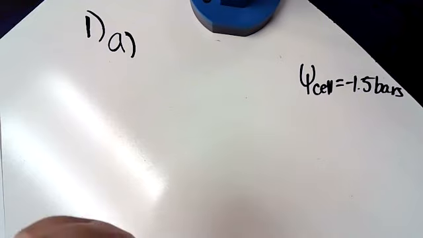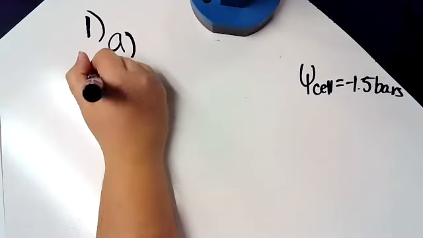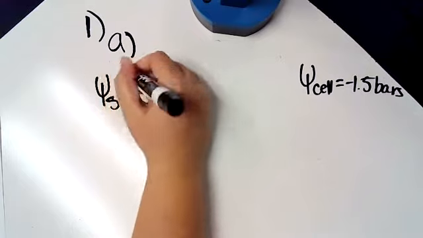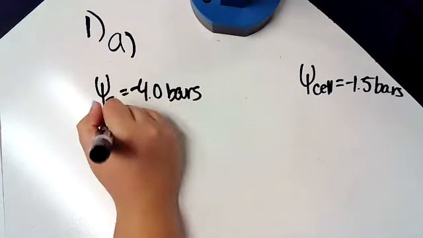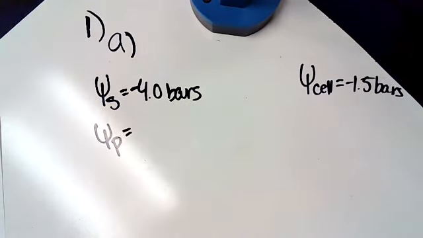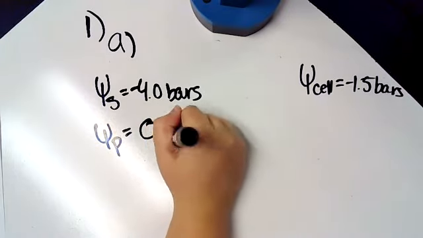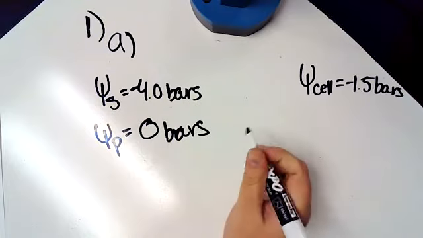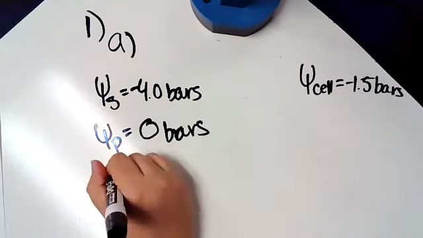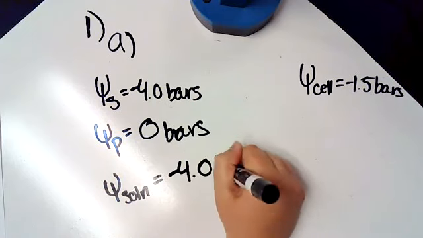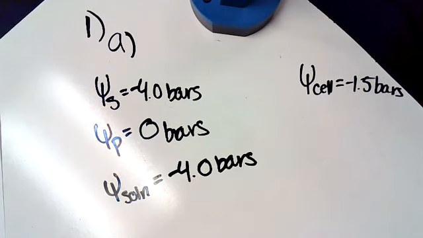So again, we're going to start by writing down all the information we know. We know that our solute potential is negative 4.0 bars. And then we do know our pressure potential as well. Because the problem stated that we are in an open beaker, we know that our pressure potential is 0 bars, right? So that means if we were to plug it in our equation, our water potential of the solution is going to equal negative 4.0 bars.